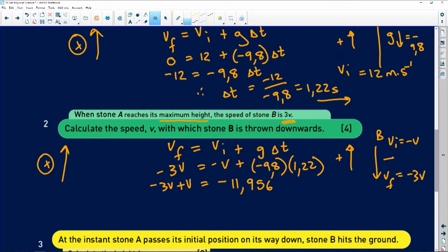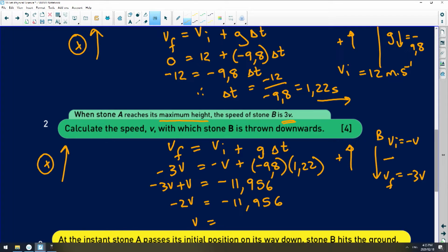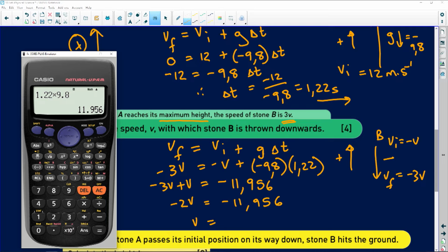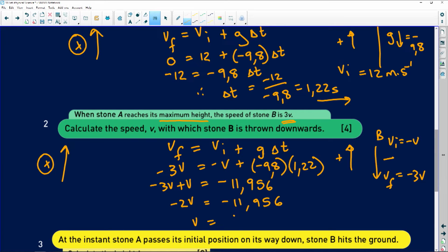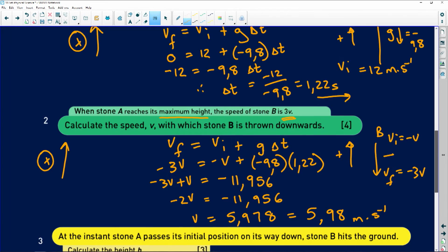So minus 3v plus v, that's going to be minus 2v equals minus 11,956. And now it's easy. Now we solve for v, and so v is going to equal 11,956 divided by 2. And there we go. That is the initial velocity, 5,978 meters per second. We can round it off to 2 decimal places, so let us make it 5,98 meters per second. And it was thrown downwards. All right, and there we go.